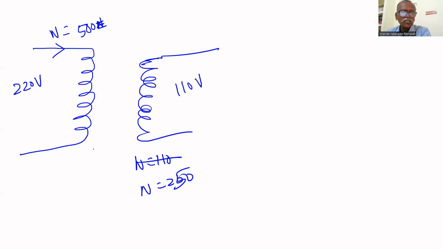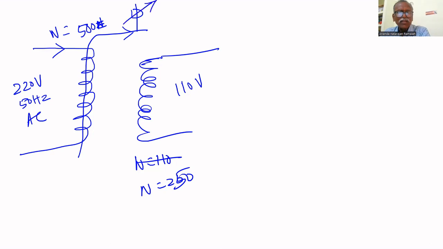How it is produced is, whenever you send the current through this coil, it will produce magnetic flux. Since it is 50 hertz AC, it will produce a varying flux. That flux is going through this secondary coil. This is the primary coil, and this is the secondary coil.